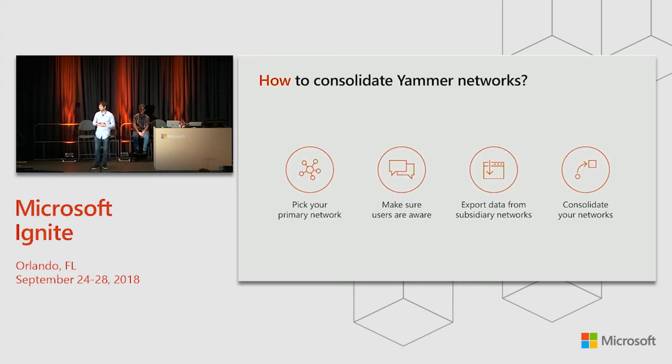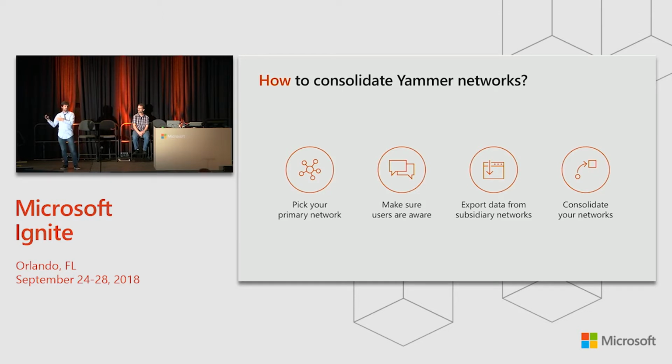So how do you consolidate your networks? Again, let me go back to the example of Microsoft. Microsoft had two Yammer networks, the Microsoft.com Yammer network and the Yammer.com Yammer network. So the first thing you need to do, and this is entirely up to you, is pick which network you want to be your primary network. In our case, we chose Microsoft, and so all the Yammer users will be migrated to the Microsoft.com Yammer network.